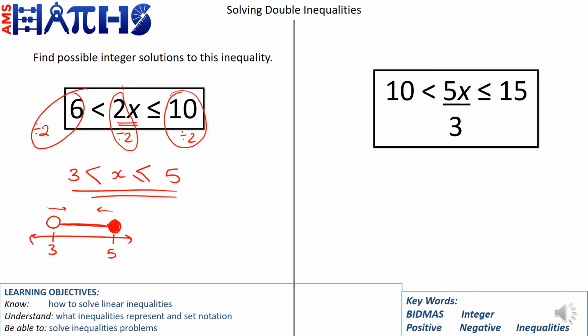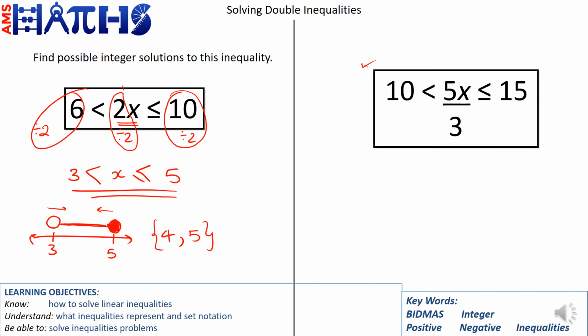Okay, if they ask you to list the integers, then you just write down the whole numbers. That will work. So x needs to be bigger than 3, so that's 4, and it should be less than or equal to 5, so 5 would also be included, and that would be the integers for the inequality.